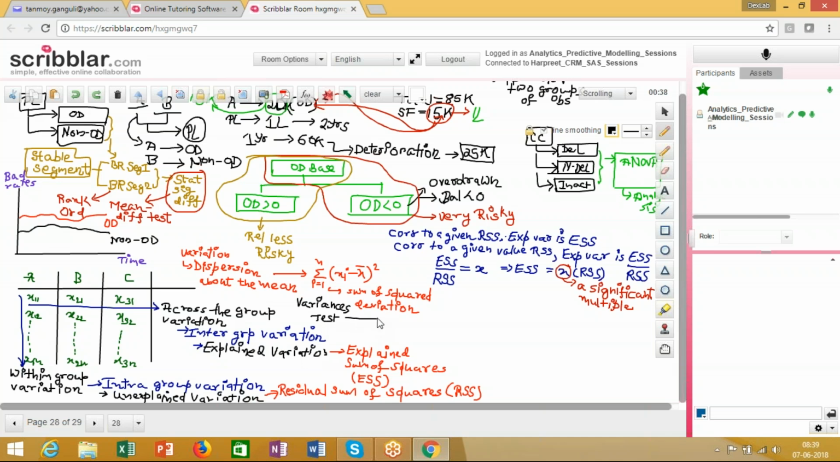And the variance test that we use, since we are comparing the variances, is known as the F test. So we use an F test to get the variance test. Now, the details of the F test are provided in the documents that I have shared with you.